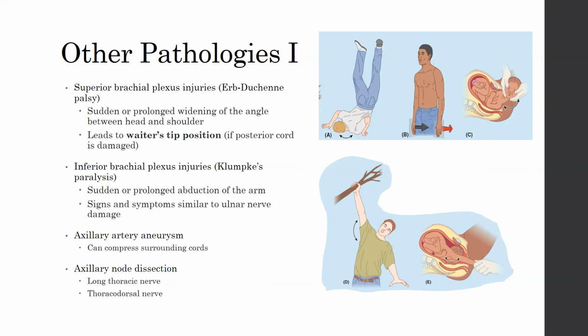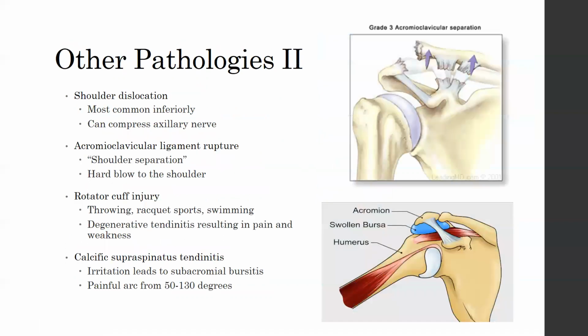Do you guys know what aneurysms are yet? Expansions of the blood vessels. Because the axillary artery is very, very close to the three cords of the brachial plexus, an aneurysm can cause compression, it can cause signs of sensory loss or motor loss and things like that. When you're dissecting the axillary nodes, you have a chance of injuring the long thoracic nerve, which causes paralysis of serratus anterior, which causes winging of the scapula. You can also injure your thoracodorsal nerve, which will paralyze latissimus dorsi.